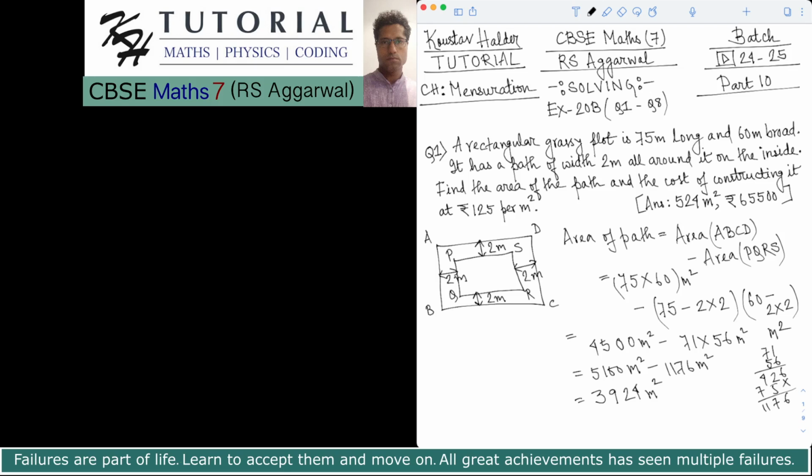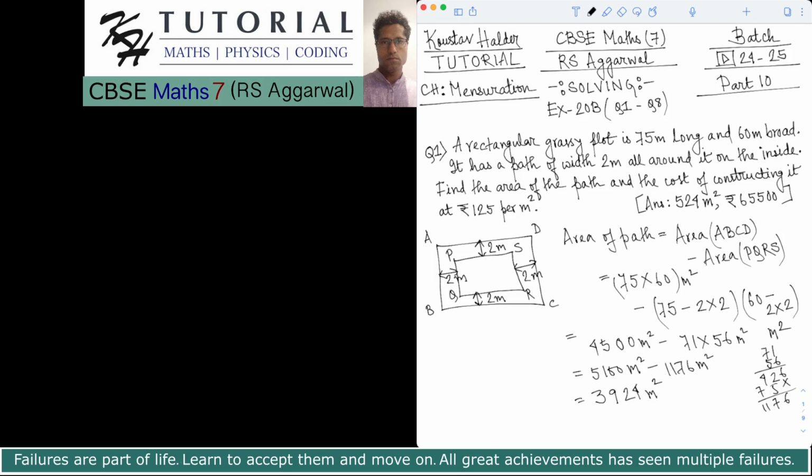All around it inside. Find the area of the path and the cost of constructing it. Okay. A rectangular grassy plot is 75 meter long and 60 meter broad. There's a path of width 2 meter all around it on the inside. Okay. 75 multiplied by 60 is 4500.